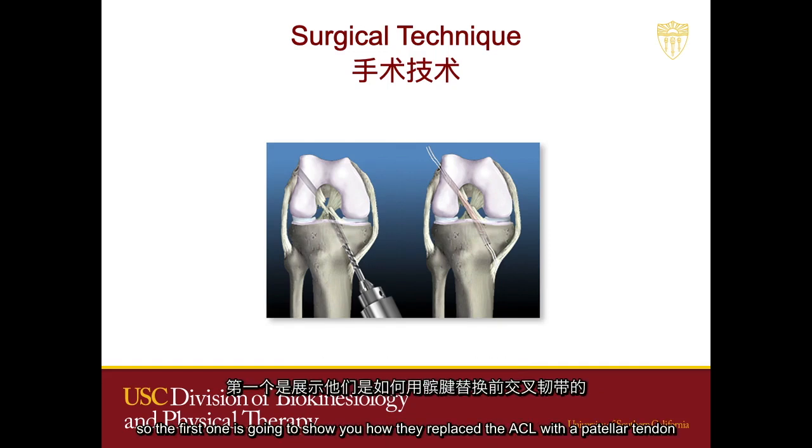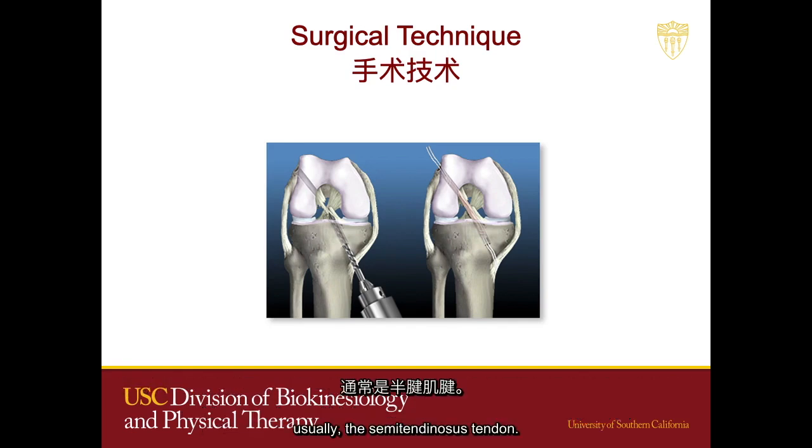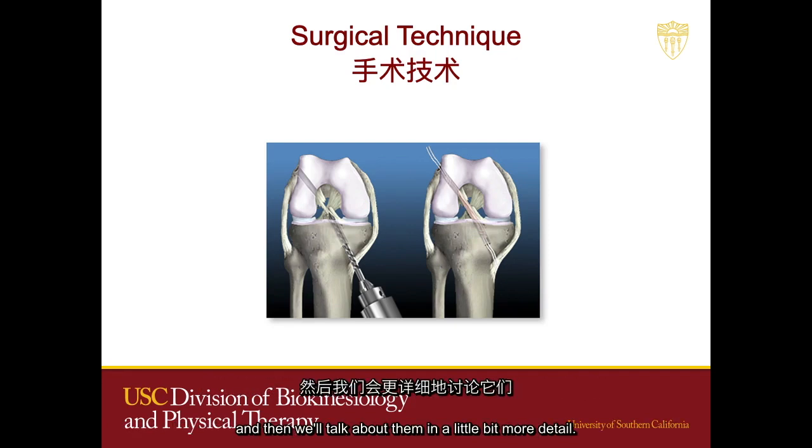So the first one is going to show you how they replace the ACL with a patellar tendon. And the second one, which honestly sounds almost exactly the same up until that part, they're replacing the ACL with a hamstring tendon, usually the semitendinosus tendon. So it's going to sound very similar. We are going to watch both of them though, because I think it's good to see this surgery technique twice. So we'll do that first, and then we'll talk about them in a little bit more detail.